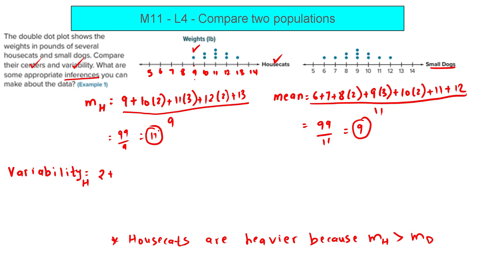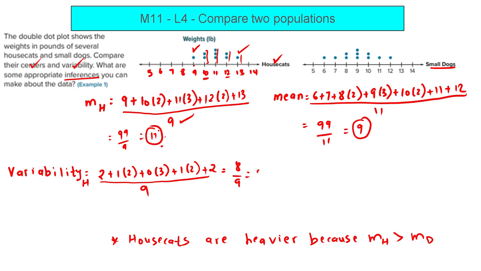Plus 11 minus 10 is 1. How many 10s are there? 2. So I will say 1 times 2. Now 11 minus 11, 0, and 0 times how much? 0 times 3. 11 minus 12 will be 1, and 1 times how much? 2, because there are 2 12s. So 1 times 2 plus 11 minus 13 is 2. I will write only a single 2 because there is only a single 13. Divide by the same number 9. This will be 1, 2, 3, 4, 5, 6, 7, 8, so 8 over 9. 8 over 9 means 0.88.